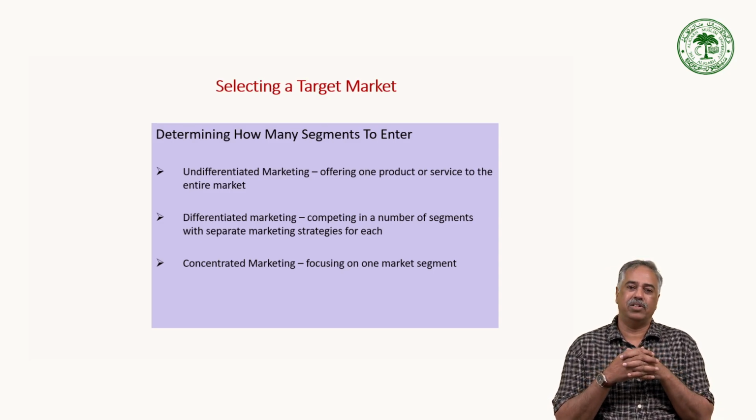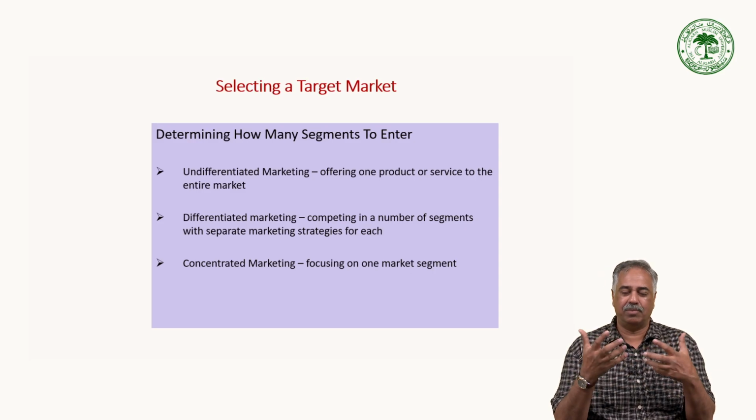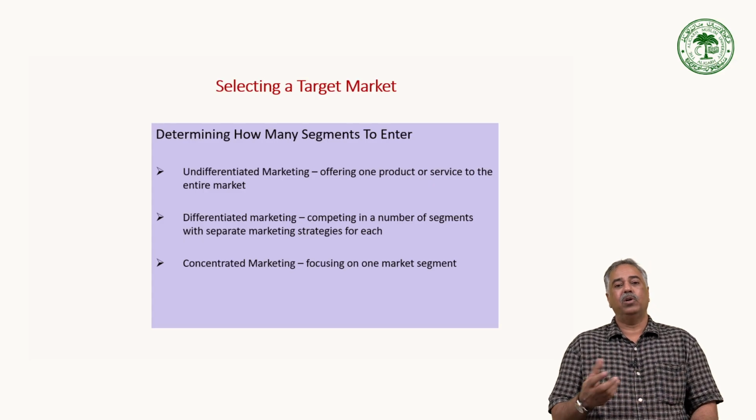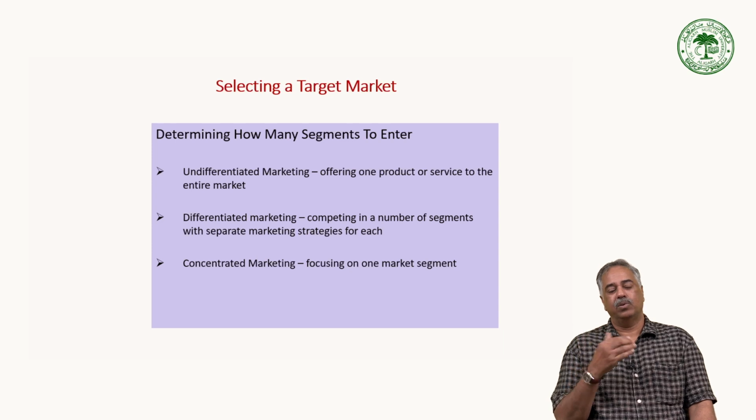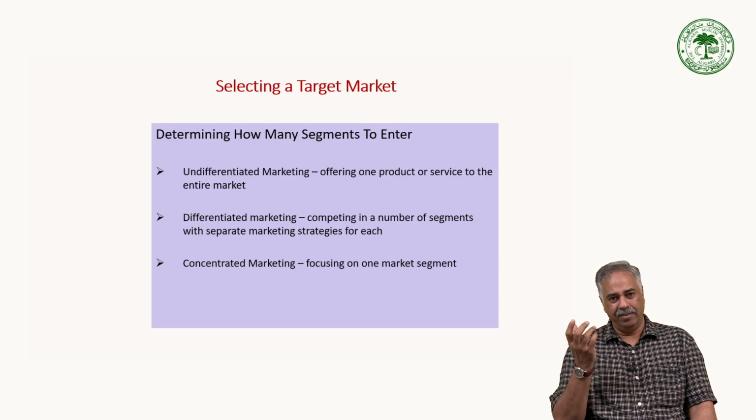One is called undifferentiated marketing. What do we mean by undifferentiated marketing? I'm sure all of you must have studied this in your first year marketing management course, but still, I'll just brush up the concepts. It means offering one product or service to the entire market, even though there might be 5 or 6 or 7 segments, but you offer just one single product to the entire market. You say, I don't see any major difference in the different segments. So, the same product for everyone, right?